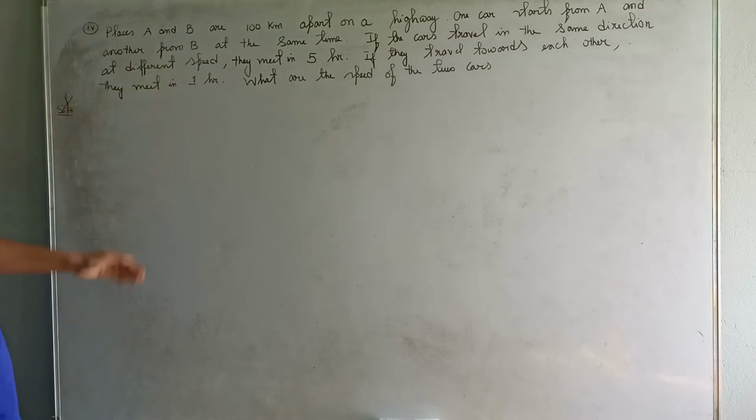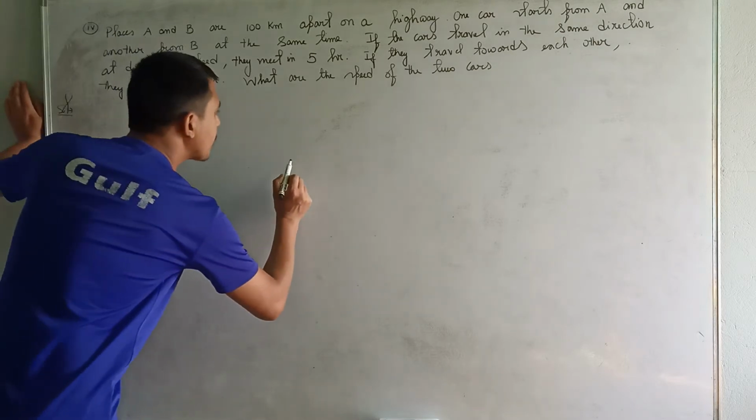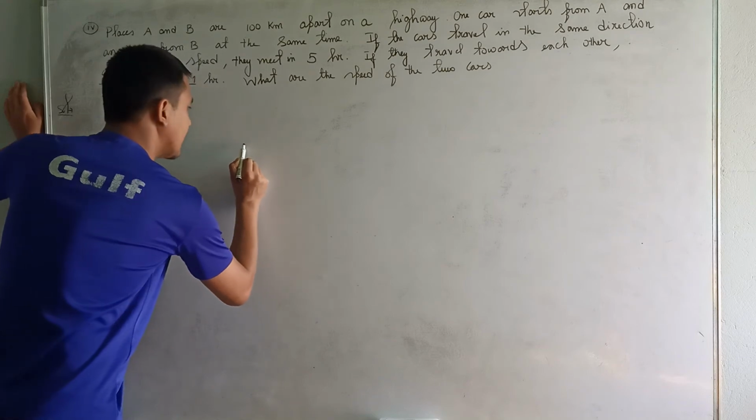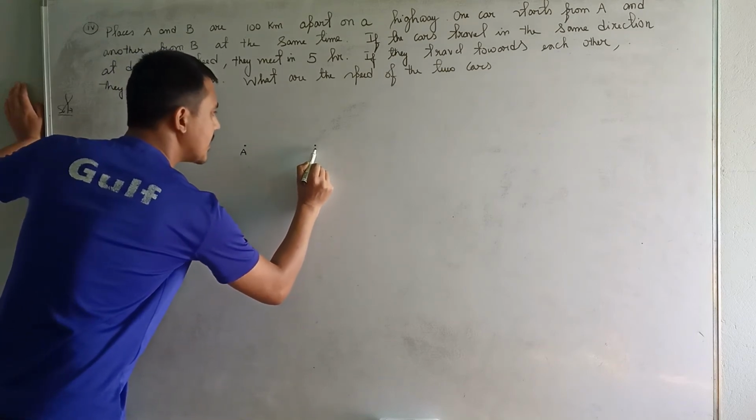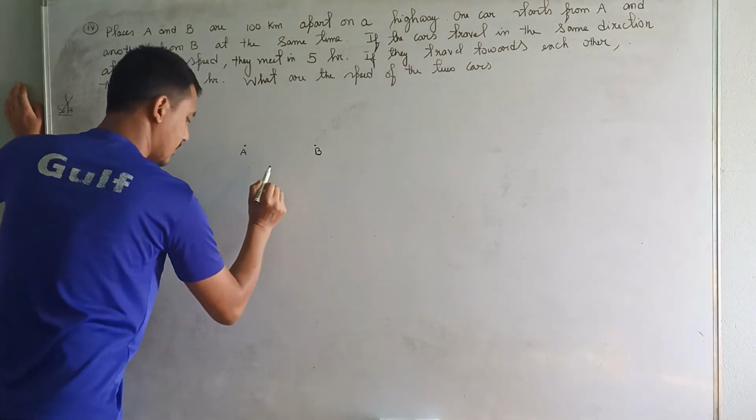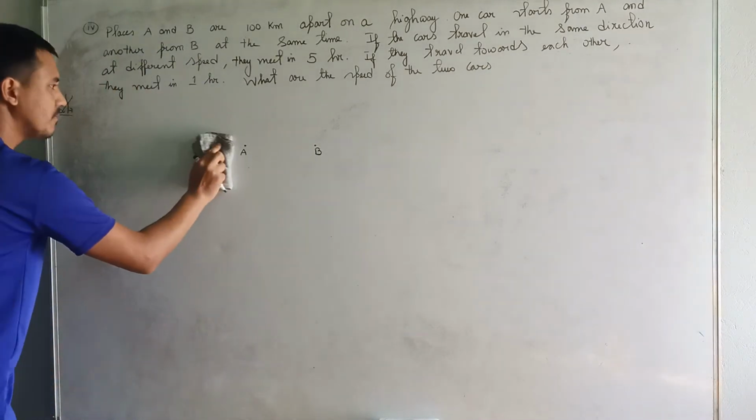This is a very important question, okay? Places A and B are 100 kilometers apart on a highway. See, this is your place A, and this is your place B, right? No? Okay, I'm going to draw.